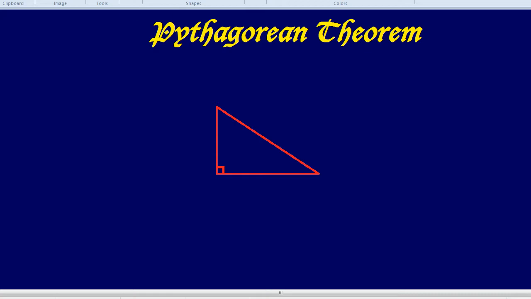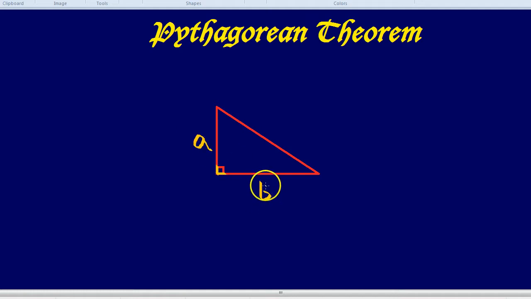This is now the most important stage. We need to label our triangle. The two short sides are always the two sides next to the little box. See the little box there? It's next to this side and it's next to this side. So these two sides we can label A and B. It doesn't actually matter which one we call A and B, as long as we label them A and B. There's A and there's B.